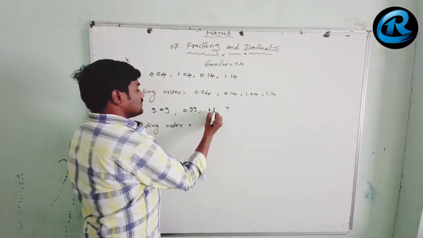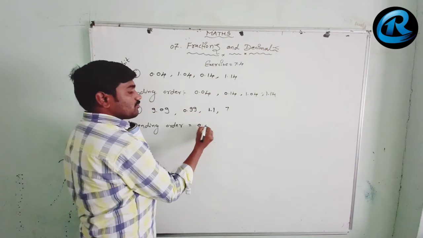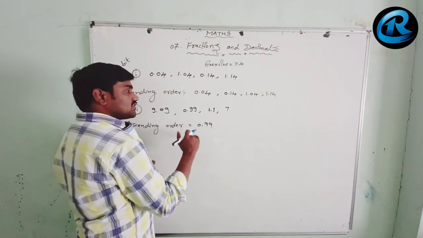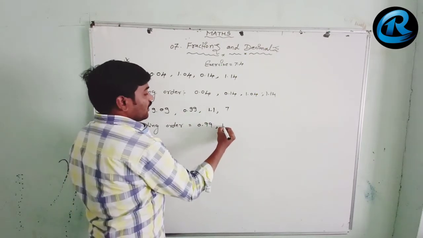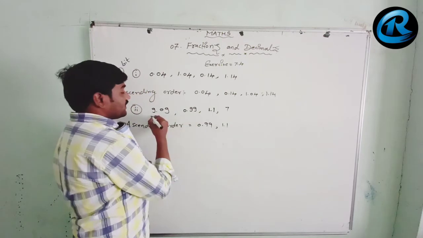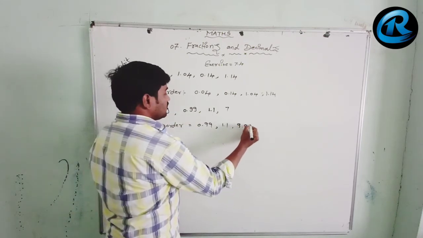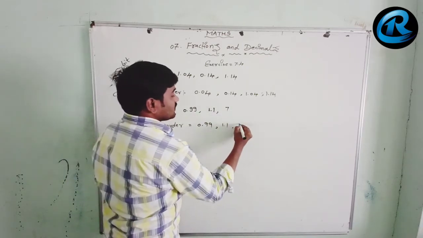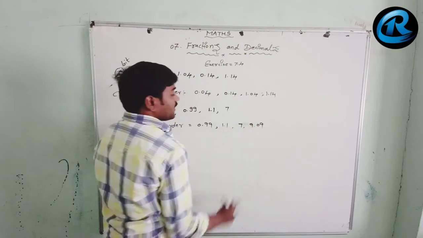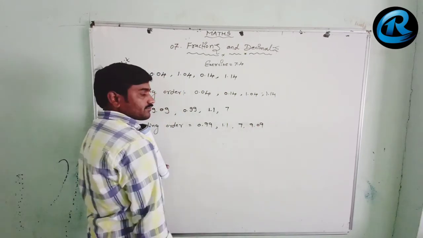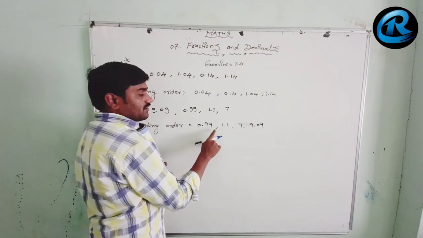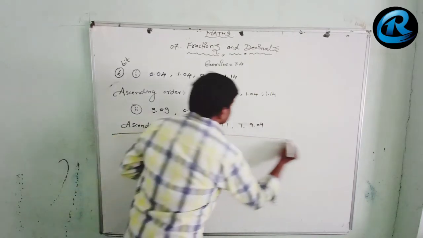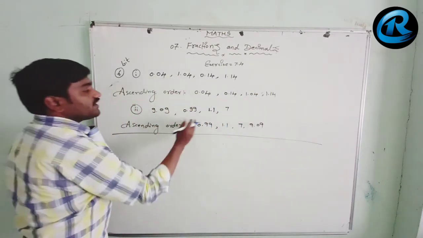First the 0 point will come, 0.99. That means this has a zero value. After the 0, 1, so we get 1.1. After 1 point we get 7, sorry, after the 1 we get 7 here. After 7 we will get 9.09. That means this number is after the 9. It is 0.99, 1.1, 7 and 9.09. This is the ascending order of the given decimal numbers.